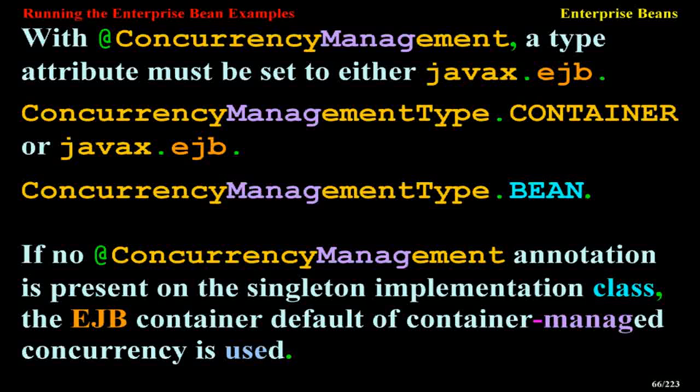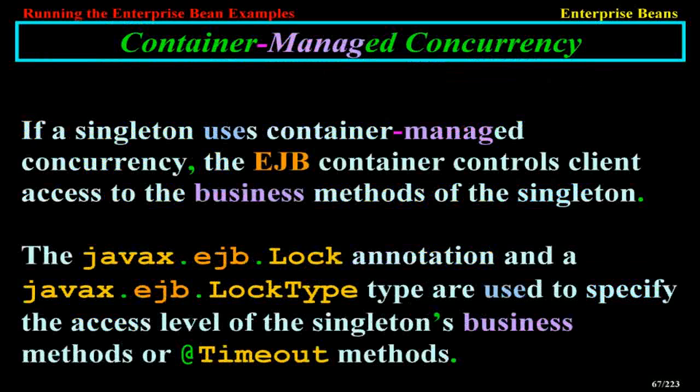If no concurrency management annotation is present on the singleton implementation class, the EJB container default of container-managed concurrency is used. Container-managed concurrency. If a singleton uses container-managed concurrency, the EJB container controls client access to the business methods of the singleton.